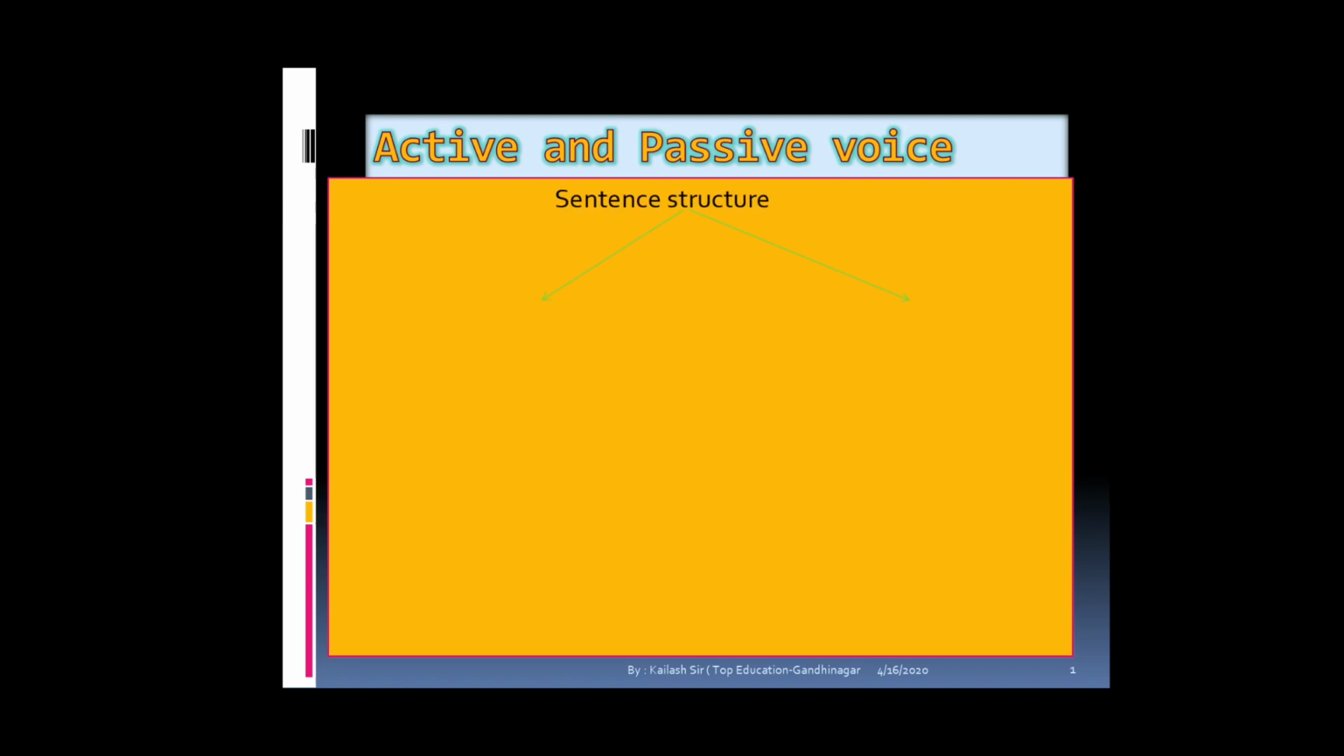First of all, let us see the sentence structure. In active voice, the sentence structure is as shown: S, that is subject, V, that is verb, O, that is object, and PPH, that is short form for prepositional phrase or extra words. Passive voice construction: object, verb, subject, and then the prepositional phrase or the extra words.